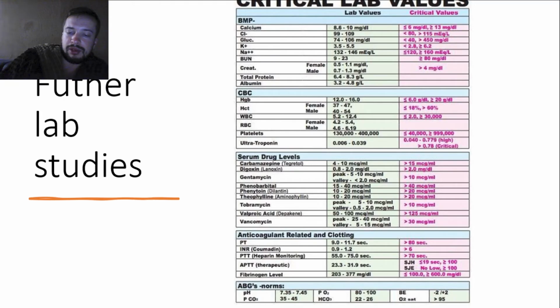Other parameters that should be evaluated in renal disease are serum electrolytes like natrium, kalium, calcium, phosphates, and of course we need to understand the level of vitamin D and parathyroid hormone, PTH.